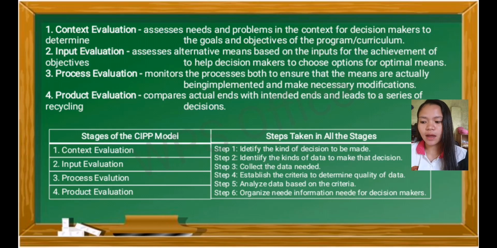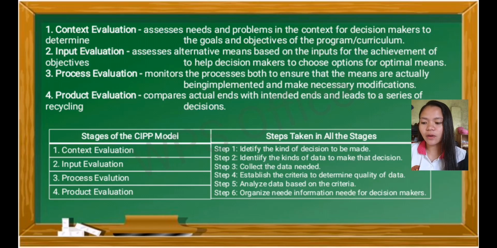Next one is the input evaluation. Input evaluation assesses alternative means based on the input for achievement of objectives to help decision makers choose options for optimal means. Input evaluation focuses on the resources and strategies that are needed to implement a program or initiative. And the third one is the process evaluation.